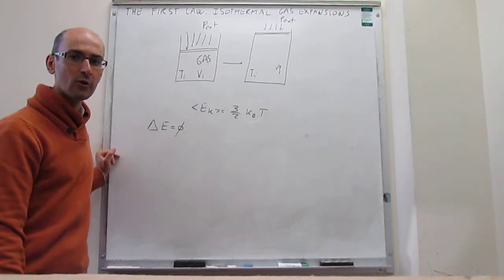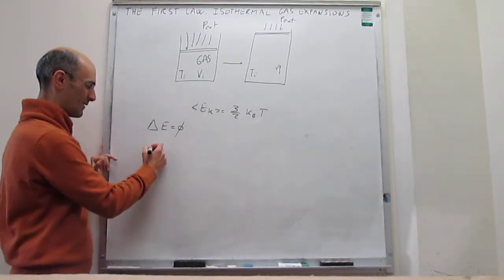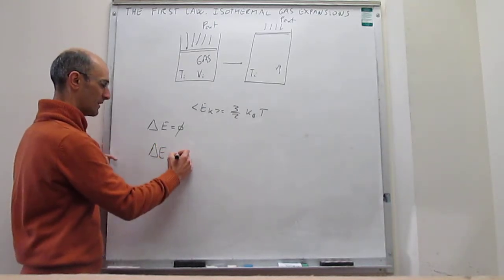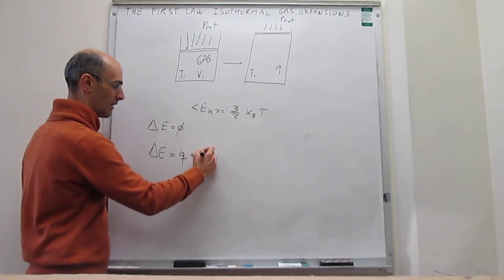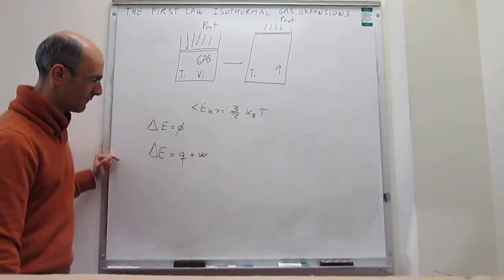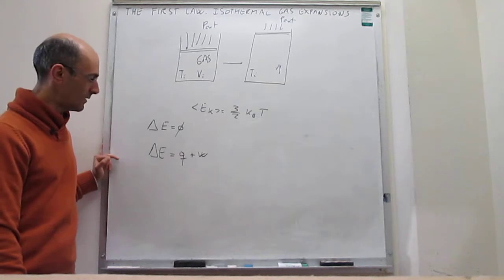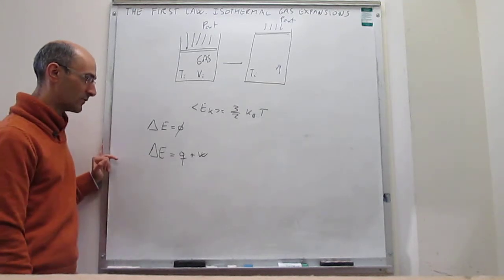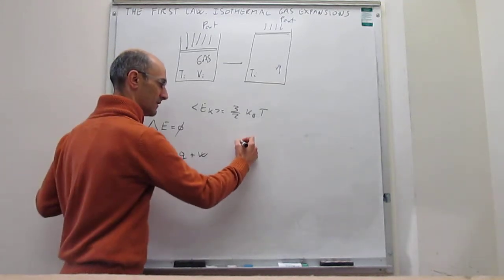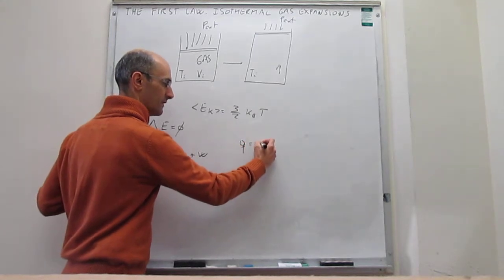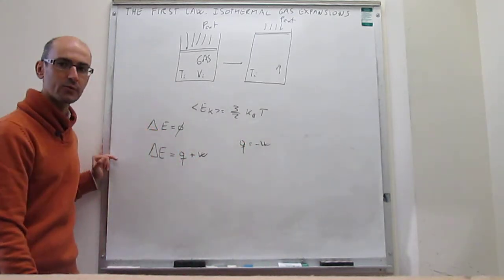With this, we can now apply the first law of thermodynamics, which is simply that the change in energy has to be equal to the energy transfer as heat plus the energy transfer as work. Well, if delta U is equal to zero, that necessarily means that heat is equal to minus work.